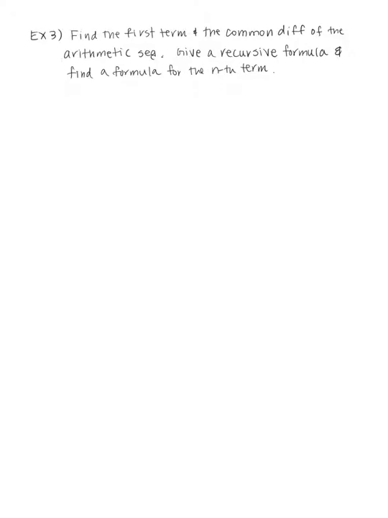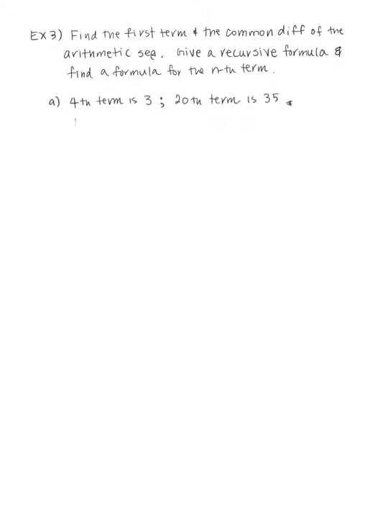Let's do something different. So example 3, find the first term and the common difference of the arithmetic sequence. Give a recursive formula and find the formula for the nth term. So let's try. The fourth term is 3 and the 20th term is 35.